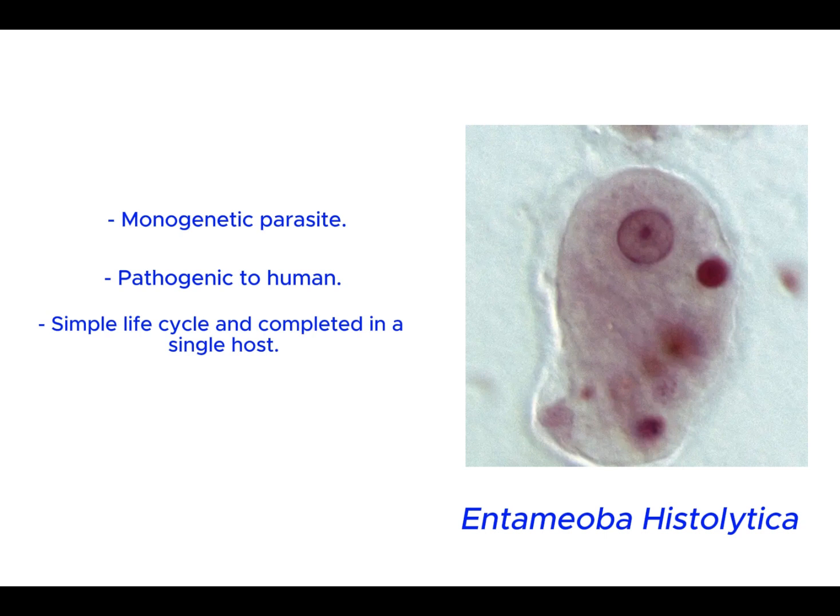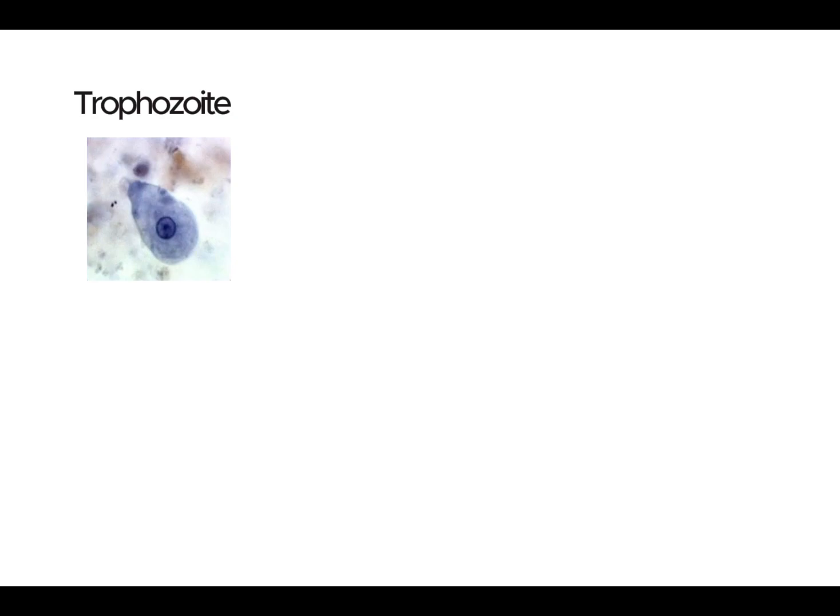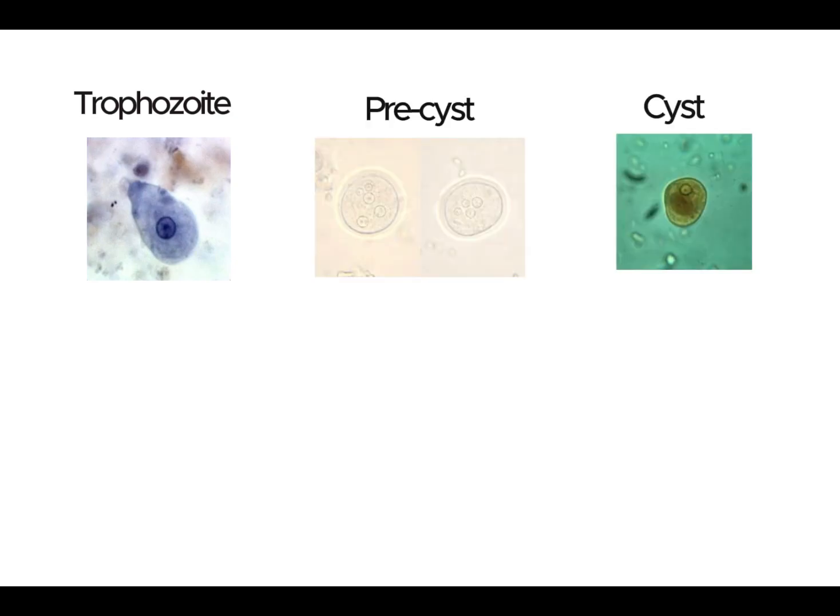For the mode of transmission, the fecal-oral route is the most common, whereas sexual contact and vectors are rare. Entamoeba histolytica exists in three forms: trophozoite, precyst, and cyst.